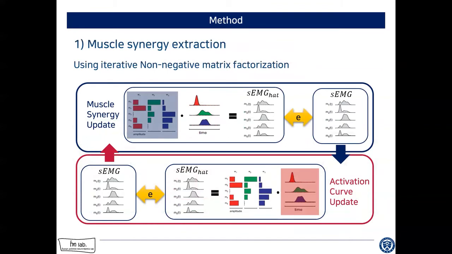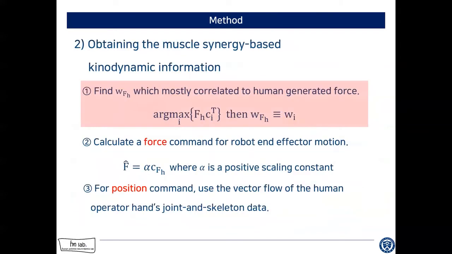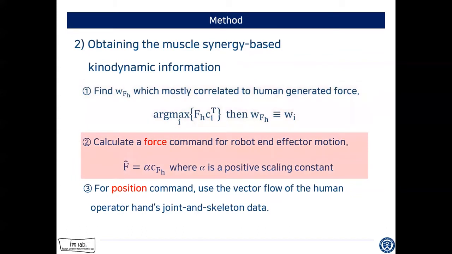The proposed method is as follows. First, using iterative non-negative matrix factorization, we can extract the muscle synergy and activation curve from SCMG. Let FH represent a force generated by the human operator. To find the most correlated muscle synergy, we first compute the correlation among activation curves and FH. Based on the resulting most correlated muscle synergy, we can select the corresponding activation curve, which is actually related to the unit force vector for the given task.